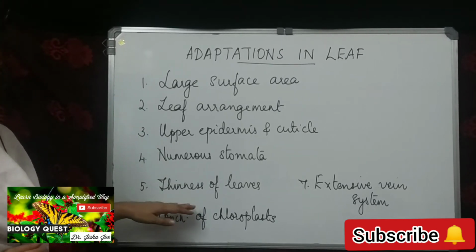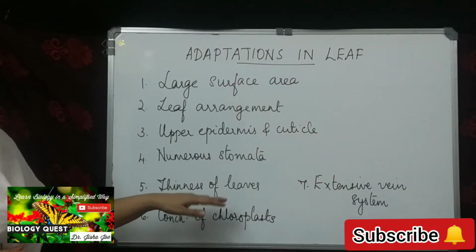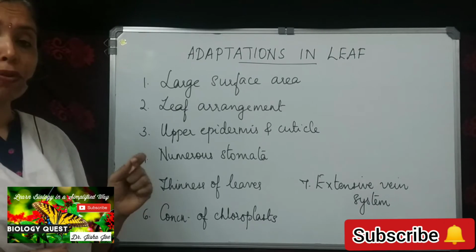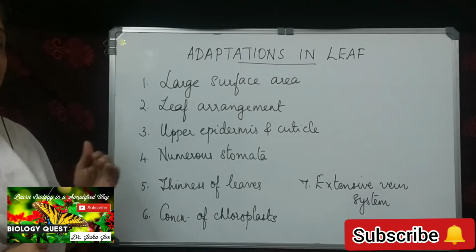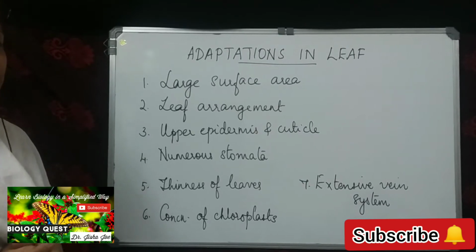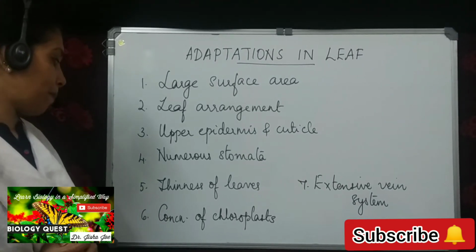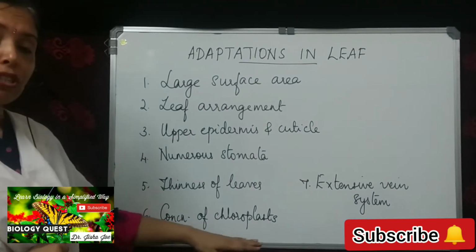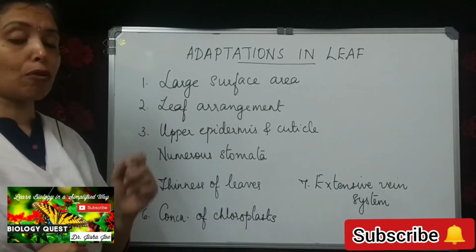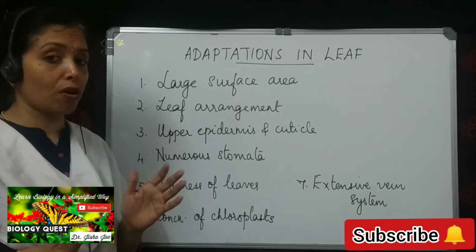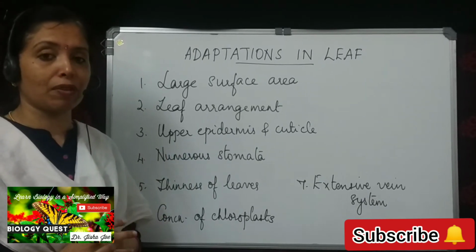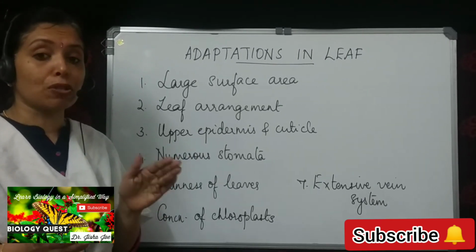Number 5, thinness of leaves. Leaves are thin in nature. This is to reduce the distance between the cells of the leaves so as to enable the rapid transport of substances in leaves. Number 6, concentration of the chloroplast. On which region of the leaf is the chloroplast more concentrated? We have studied in the previous session that it is in the mesophyll cells.